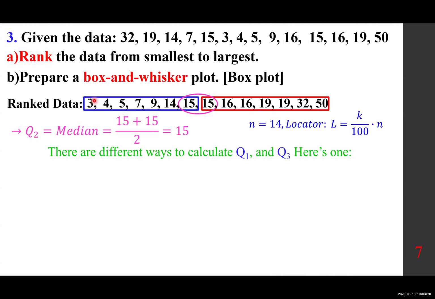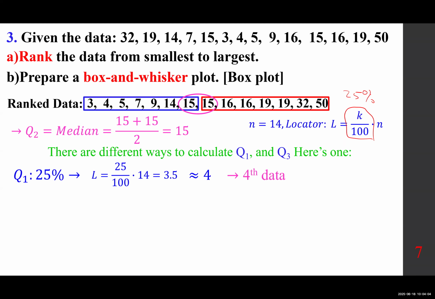n equals 14. We have 14 pieces of data. L is the locator, which is k over 100 times n. In other words, a specific location, and this is a percentage. Remember, Q sub 1 is 25%. So replace the k with 25. That is the same thing, everybody. When you work it out, it gives you 3.5. Round up, you get 4. So it's the 4th piece of data: 1, 2, 3, 4.